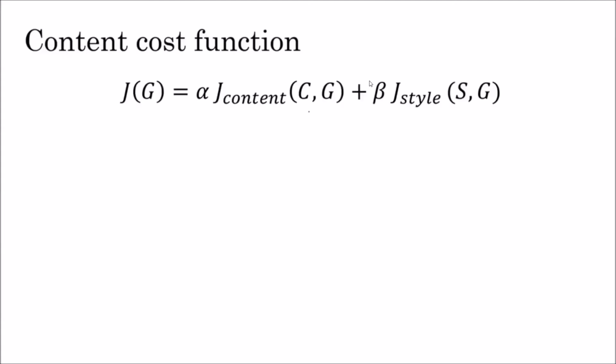Now we are discussing the content cost function, a portion of the cost function. We have already discussed the cost function for neural style transfer. This cost function consists of two parts: the content cost function and the style cost function. Now we are discussing the content cost function.